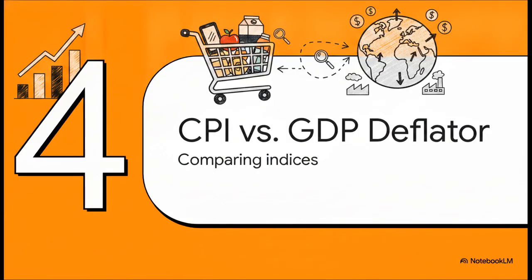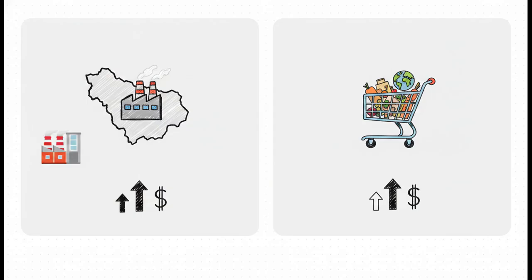Part 4. The CPI versus the GDP deflator. Because of those quirks we just talked about, economists don't just put all their eggs in the CPI basket. They also rely heavily on the GDP deflator. Now, both track inflation, but they're looking at fundamentally different things. The GDP deflator measures the prices of all goods and services produced domestically within a country. But the CPI, as we know, focuses only on what consumers buy, regardless of where on earth it was made.